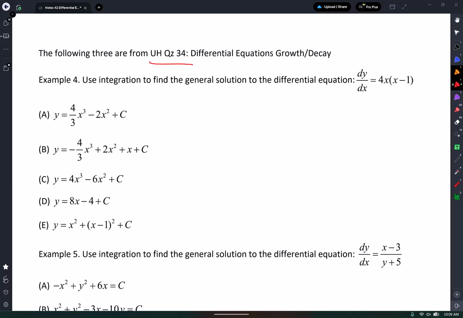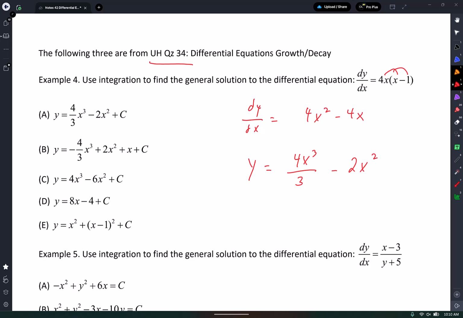Use the integration to find the general solutions to differential equations. So they probably mean that they want you to solve, like they want to see the steps. Even though it's all multiple choice, you can't really see the steps. Distribute this first. dy dx equals 4x squared minus 4x. All right, take the antiderivative. Y equals 4/3 x cubed. I wrote it as 4x cubed over 3, whatever you prefer.